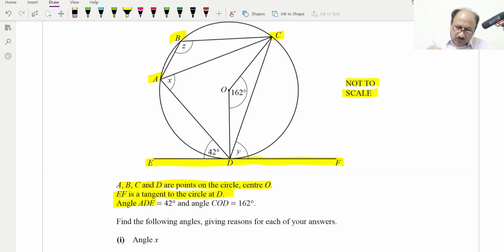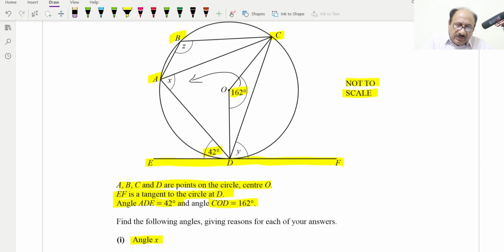So this is basically provided as 42. So this angle is 42. We can highlight this. Then angle COD is 162. So this is the information provided. Find the following angles, giving reason for each of your answers. First, we have to find angle X, and angle X will be with reference to this one. This angle will be half of 162. 162 divided by 2 will be how much? Will be equal to 81.